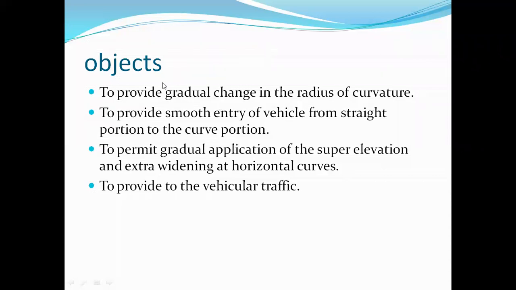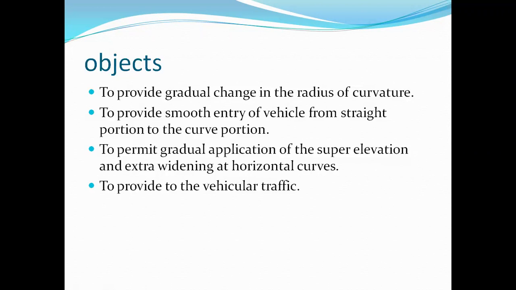The first object of the transition curve is to provide a gradual change in the radius of curvature. That is, a transition curve provides the gradual change in the radius of curvature. The second object is to provide smooth entry of the vehicle from the straight portion to the curve portion. That is, the transition curve provides the smooth entry of the vehicle from the straight portion to the curve portion.